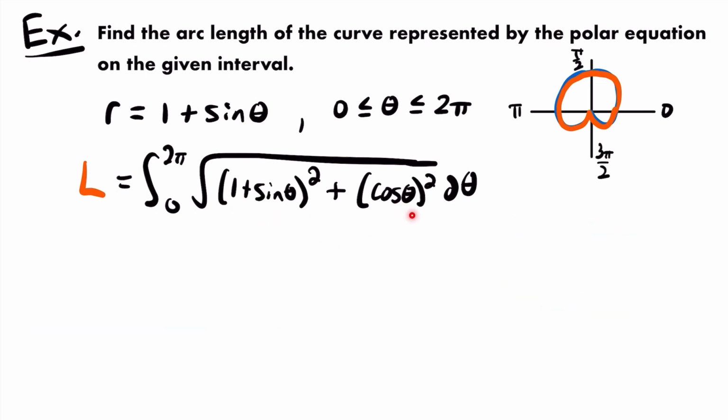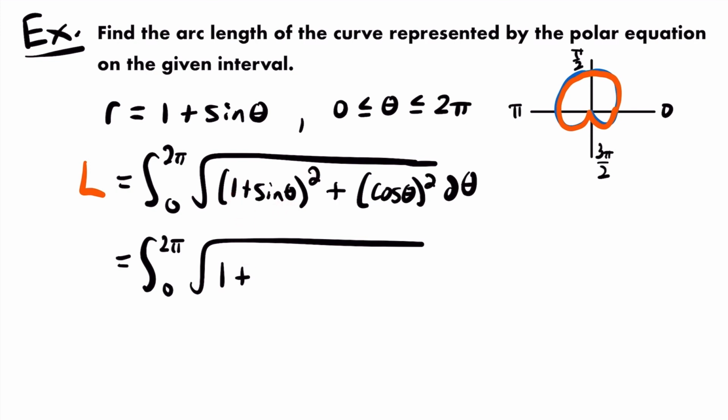Let's square each of these quantities, and we'll start with this quantity of 1 plus sine theta. When we square this, I'm going to use a little trick. We'll square the first term, then add that to these two terms multiplied together, multiplied by 2, and then we'll add that to the last term squared. So if we do that, this will be equal to the integral from 0 to 2 pi of the square root of 1, that's 1 squared, plus 1 times sine theta, which is just sine theta, times 2. So we'll have 2 times sine theta, and then we'll add that to the last term squared, so we'll have sine squared theta. And then we'll add that to cosine theta squared, which is going to be cosine squared theta, and then we have d theta.